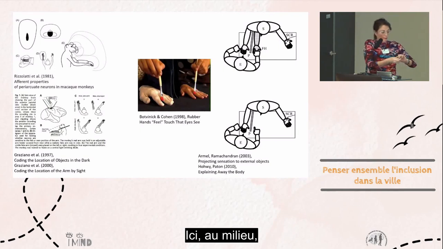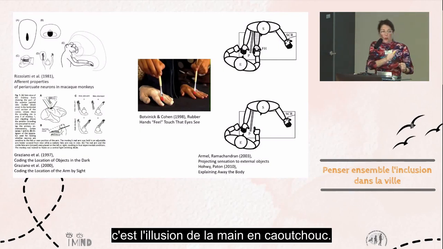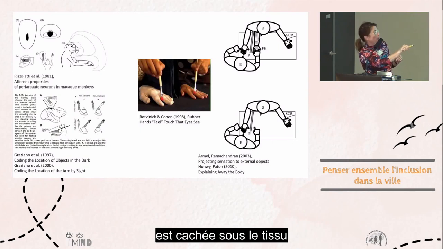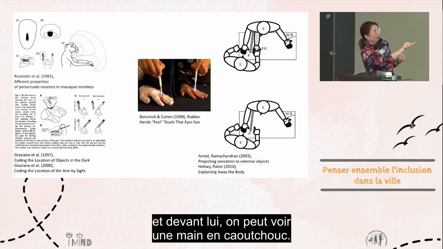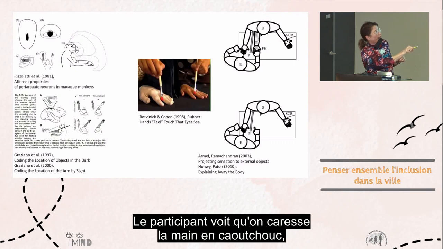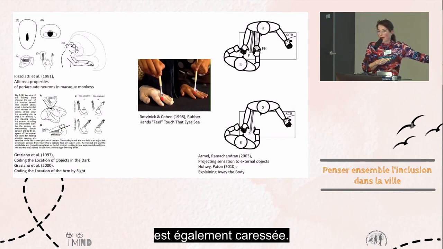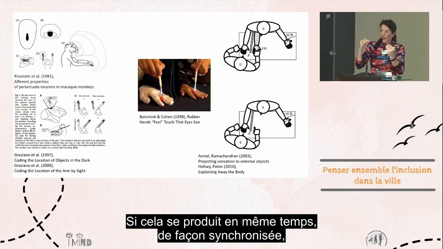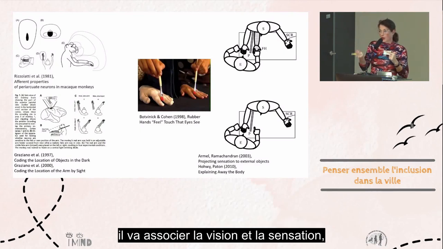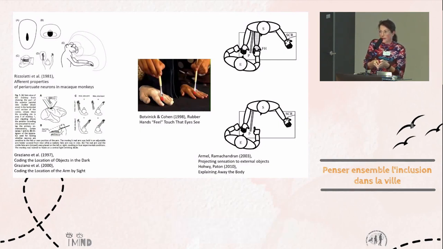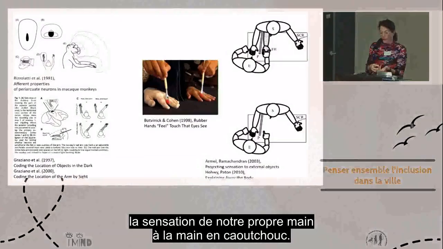So you see here in the middle the rubber hand illusion. Here you see the real hand of the participant, which is hidden behind the cloth, and in front of the participant, visible is a rubber hand. Visually the person is being stroked on the rubber hand, and behind the cloth, so that I don't see it, I'm being stroked on my physical hand. If this happens at the same time, in synchrony, I will associate vision and the feeling, and I will project the feeling to the rubber hand. So I will integrate my feeling for my own hand to the rubber hand.